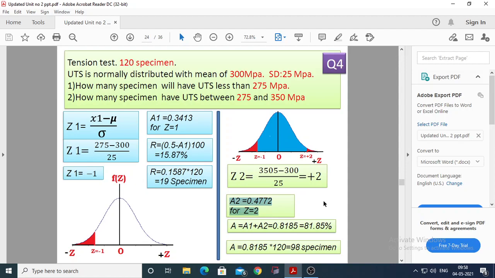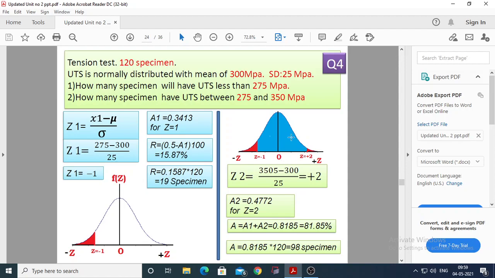Then we make the summation of area 1 and area 2. We will get A1 plus A2. What is area 1? Area 1 is 0.3413 plus area 2, 0.4772. You will get the total area 0.8185. If you want it in percentage, multiply by 100 and you will get 81.85% area. This is the accepted area.